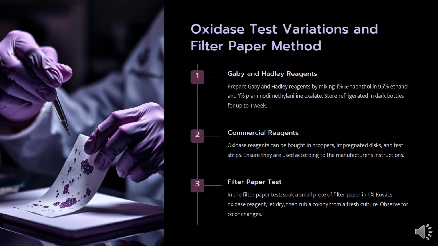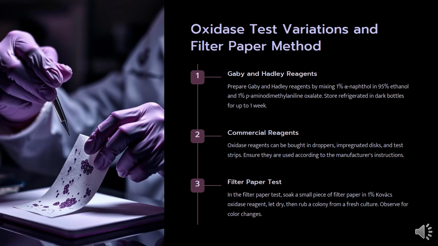Oxidase test variations and the filter paper method. Gaby and Hadley's reagent. Prepare Gaby and Hadley's reagent by mixing 1% alpha naphthol in 95% ethanol and 1% p-amino dimethylaniline oxalate. Store refrigerated in a dark bottle for up to 1 week. Commercial reagents. Oxidase reagent can be bought in droppers, impregnated discs, and test strips. Ensure that they are used according to the manufacturer's instructions.